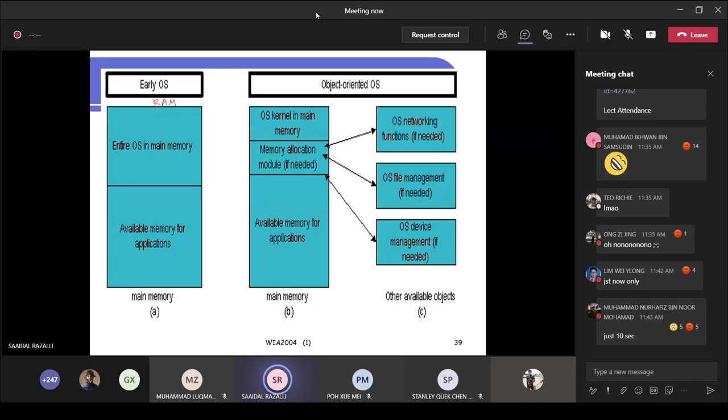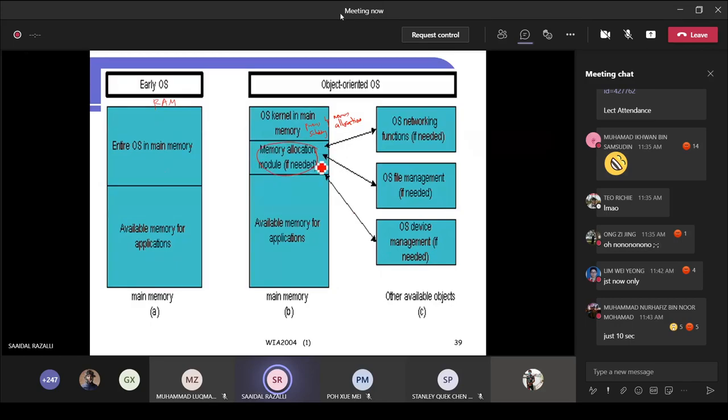And now you have the current OS, the object-oriented OS. You have the OS kernel in main memory. The kernel is limited to a few essential functions, very important ones. The kernel is still the core, the heart of the OS, but it has functions like process scheduling and memory allocation. These are the important jobs, the kernel jobs for the current object-oriented OS. Then the memory allocation module if needed, and available memory for applications. Also OS networking functions if needed, OS file manager if needed, and OS device manager if needed.